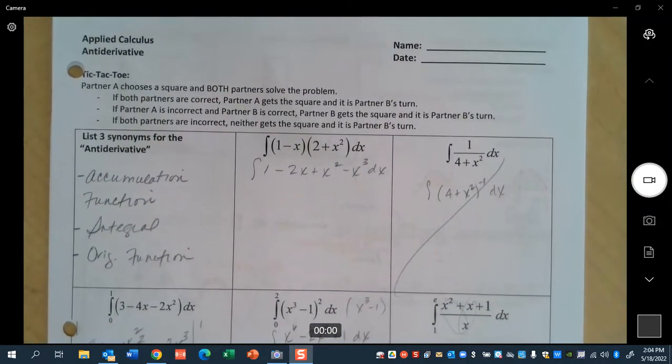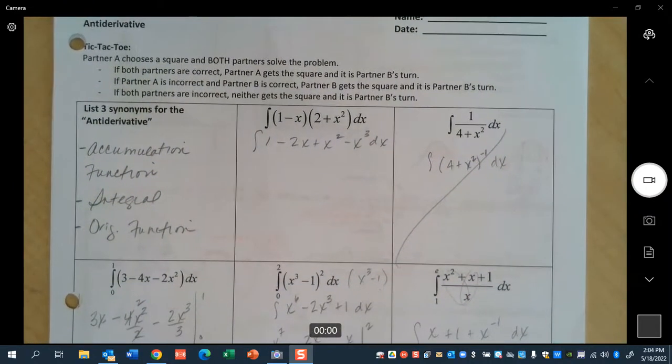So this first one lists 3 synonyms: the accumulation function, integral, and original functions on the back.